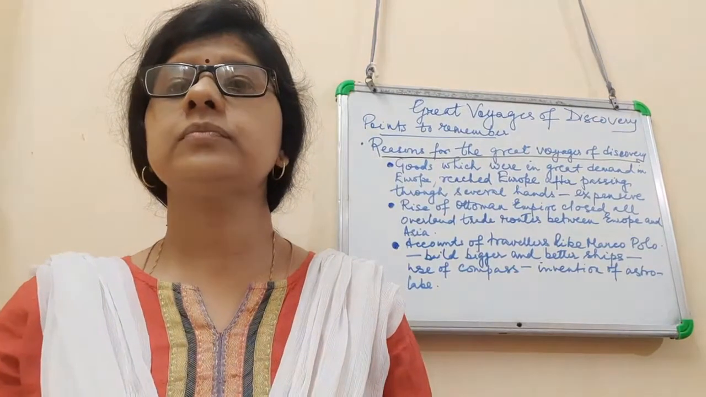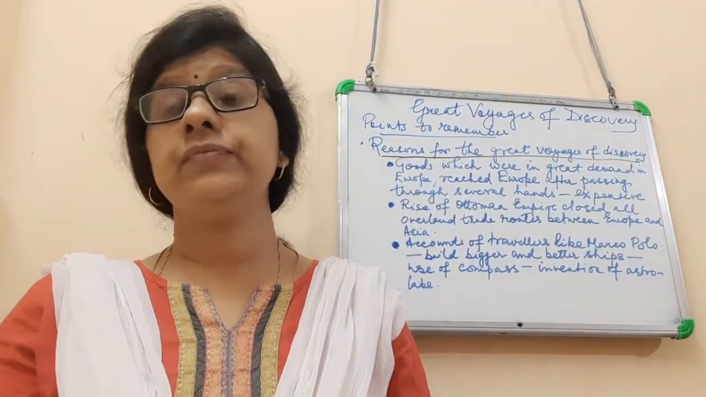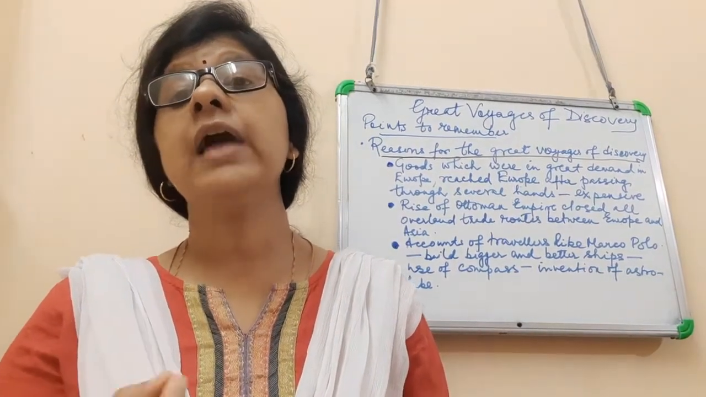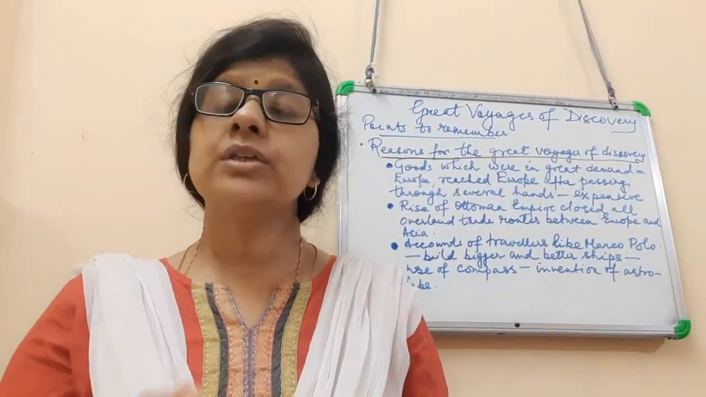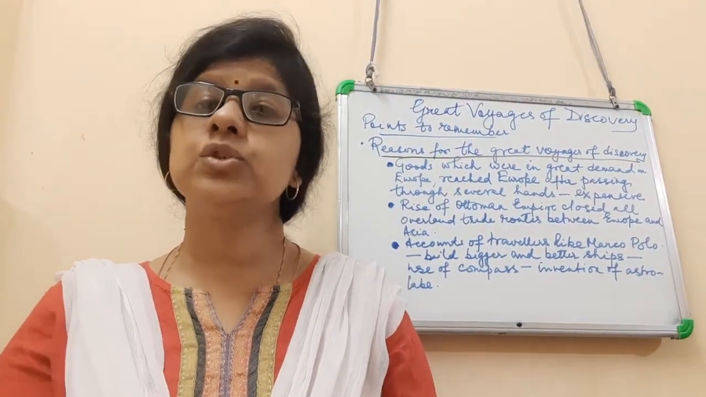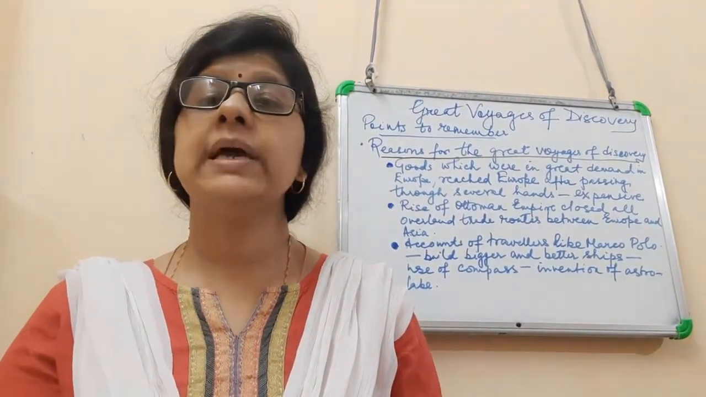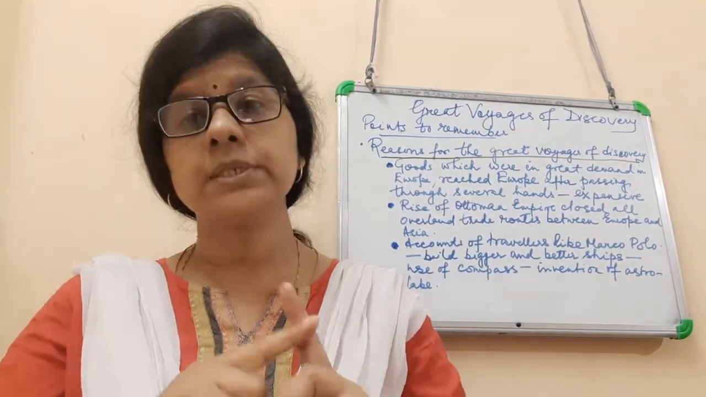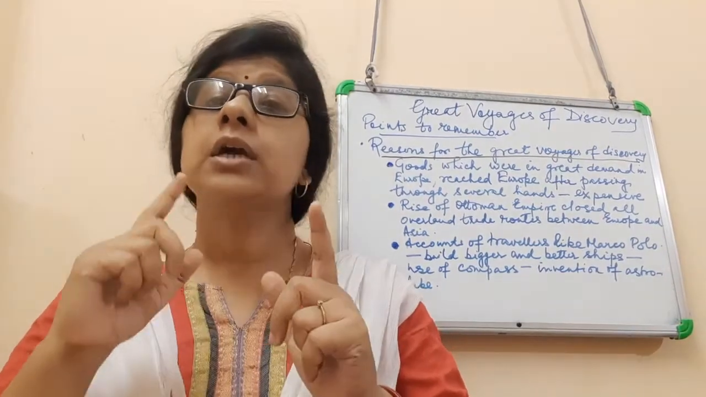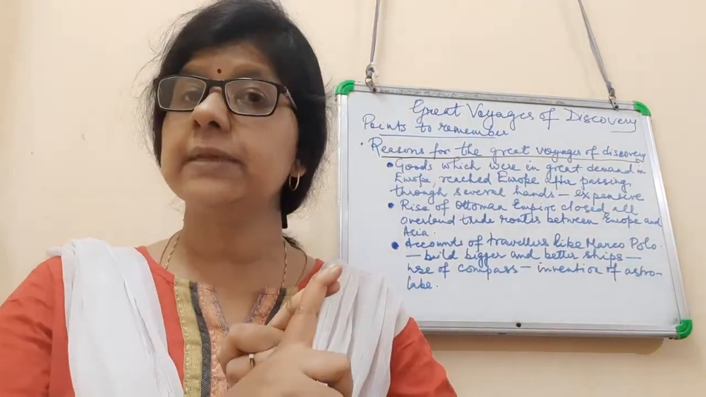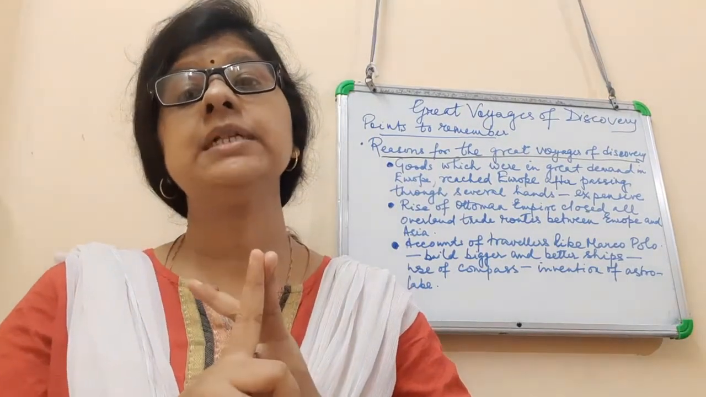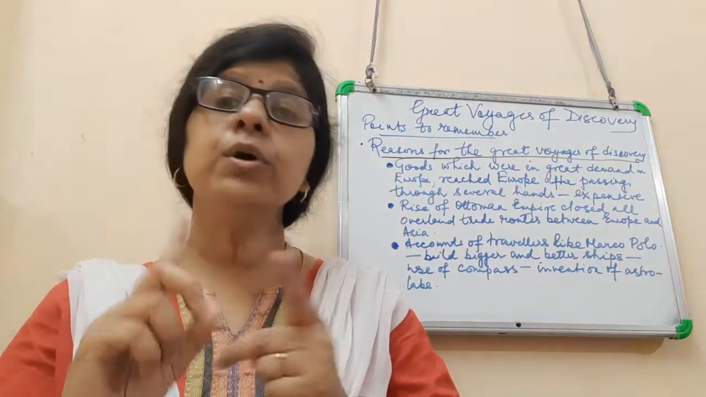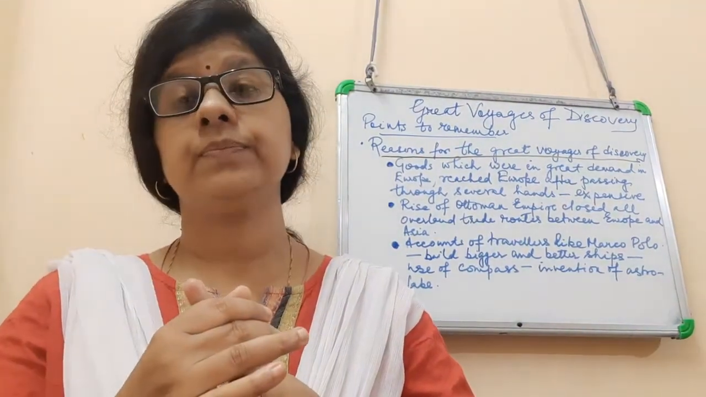Another great discovery or invention was that of the Astrolabe. Now, Astrolabe is an instrument which is also used by sailors at sea. Now, what is the difference between compass and the astrolabe? The compass tells us the direction at sea, and the astrolabe tells us the position at sea, both of which were very important.